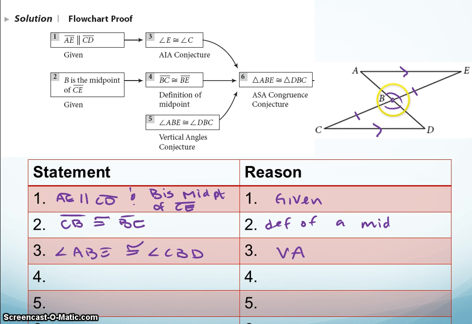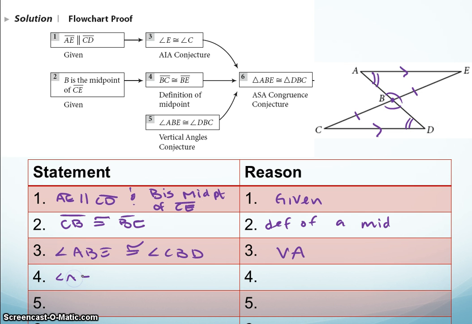So now I have an angle and a side. And so now I'm going to use the fact that these are parallel lines. If you have parallel lines cut by a transversal, you know that these alternate interior angles are congruent. So angle A is congruent to angle D.